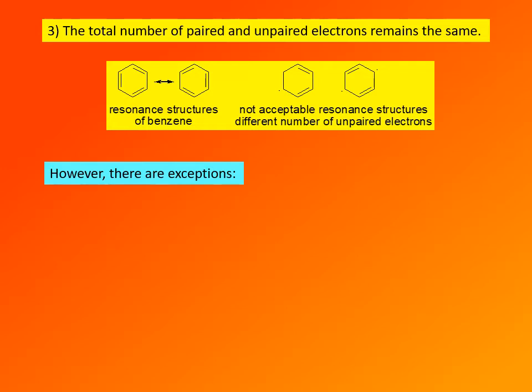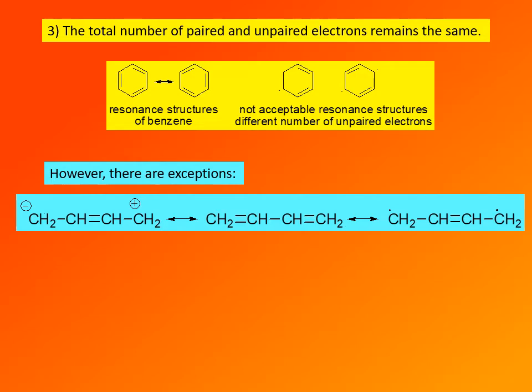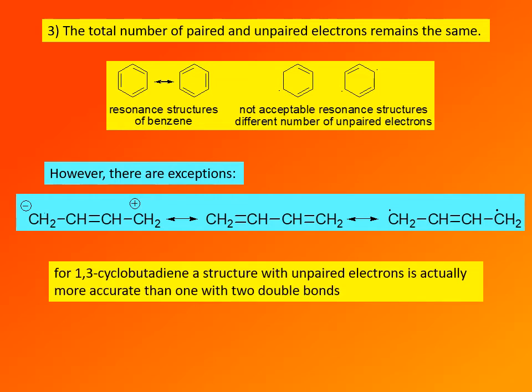Now, this rule is somewhat flexible, and there are exceptions. For example, in case of 1,3-butadiene, a structure on the right with unpaired electrons sometimes explains reactivity of 1,3-butadiene quite well. And in some rare instances, such as 1,3-cyclobutadiene, a structure with unpaired electrons is actually more accurate compared to one with two double bonds. Still, you should consider that in an introductory organic chemistry course, this rule always applies. So you should not be generating any structures with increased number of unpaired electrons.